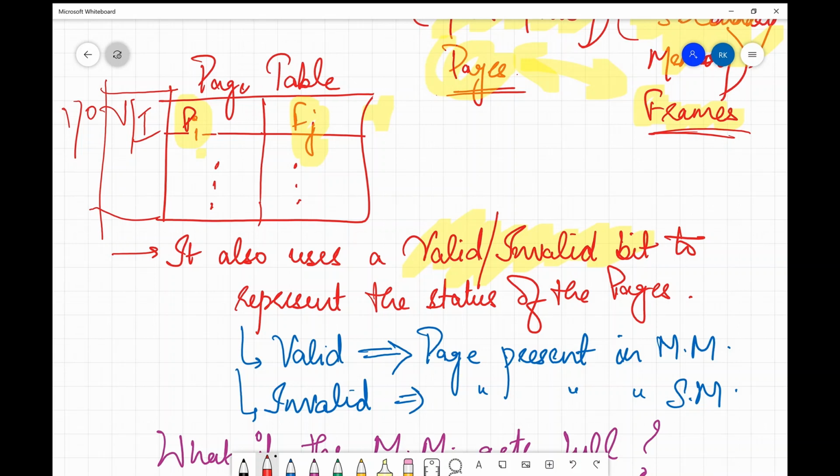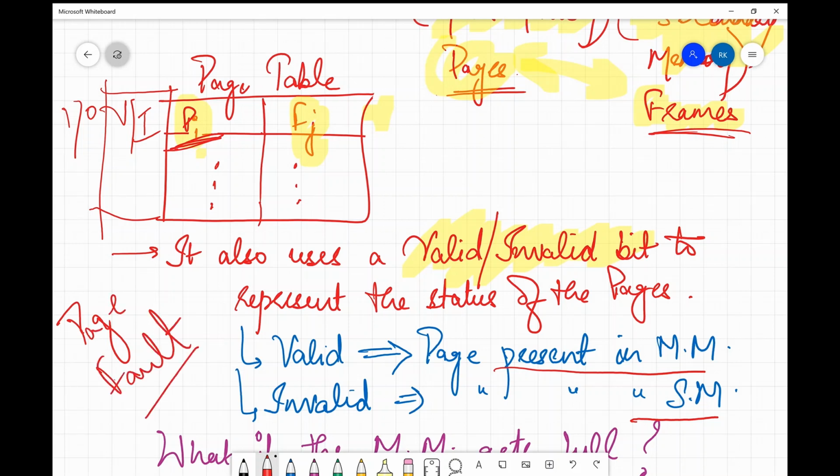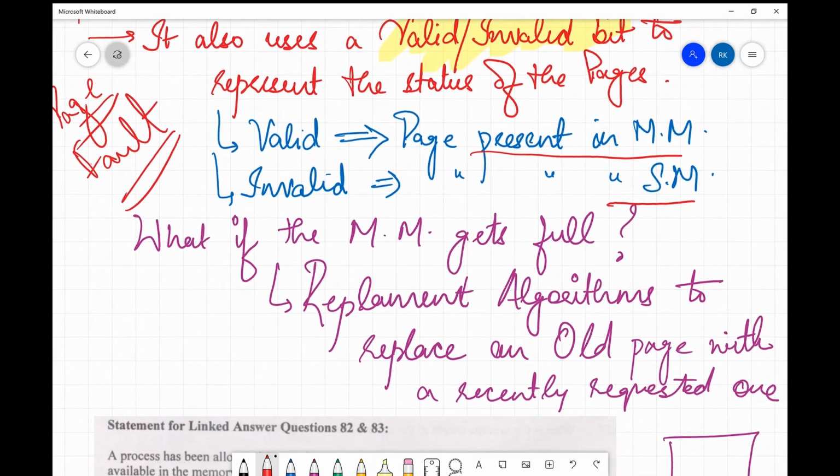Now what does that mean? This is to represent the status of these pages. If the bit is set to 1, which is valid, then we say that the page is present in main memory, and if it is invalid, then the page is in secondary memory. So whenever a process requests a page which is not present in main memory, we say that a page fault occurs. That is the concept of page fault. Then to service that page fault, the operating system loads the information from secondary memory to main memory. So that is the basic notion behind this.